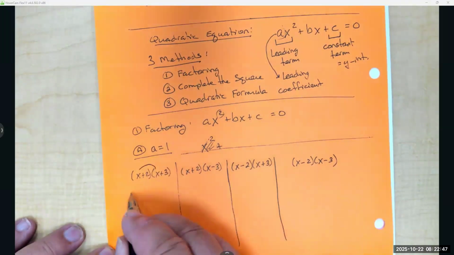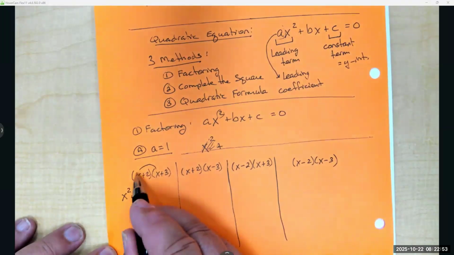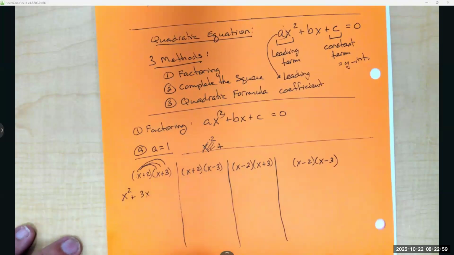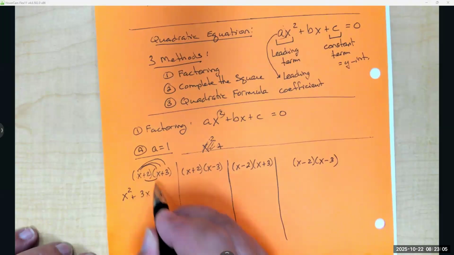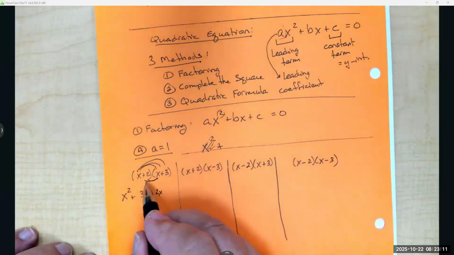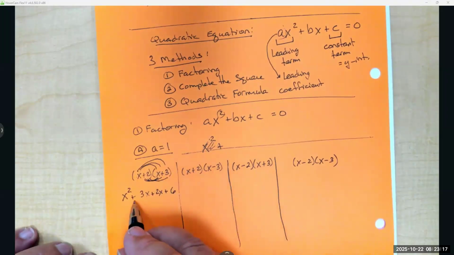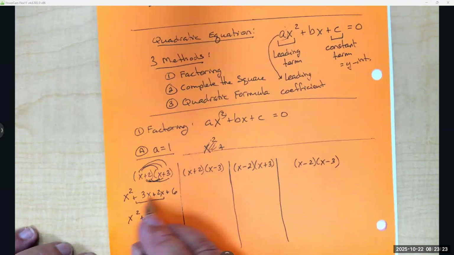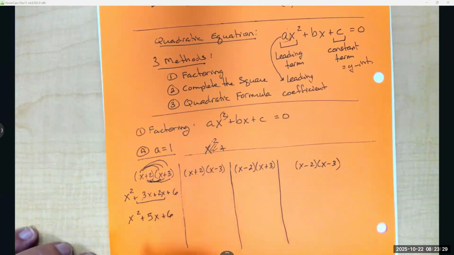So x times x is x squared. Positive times positive is positive. X times 3 is 3x. That does it with that one. Positive times positive is positive. 2 times x is 2x. Positive times positive is positive. 2 times 3 is 6. Combine like terms. Positive, positive, so we add the numbers. 2 plus 3 is 5. We get that.